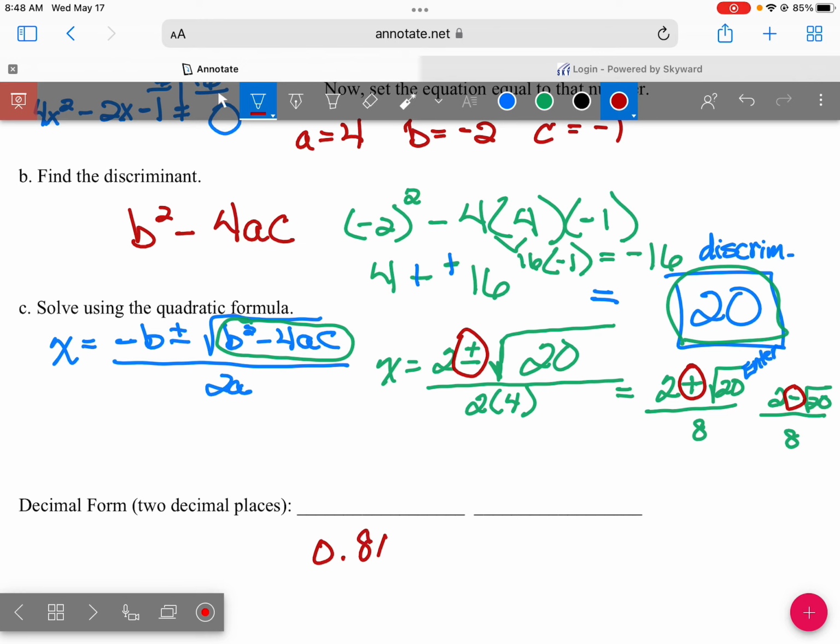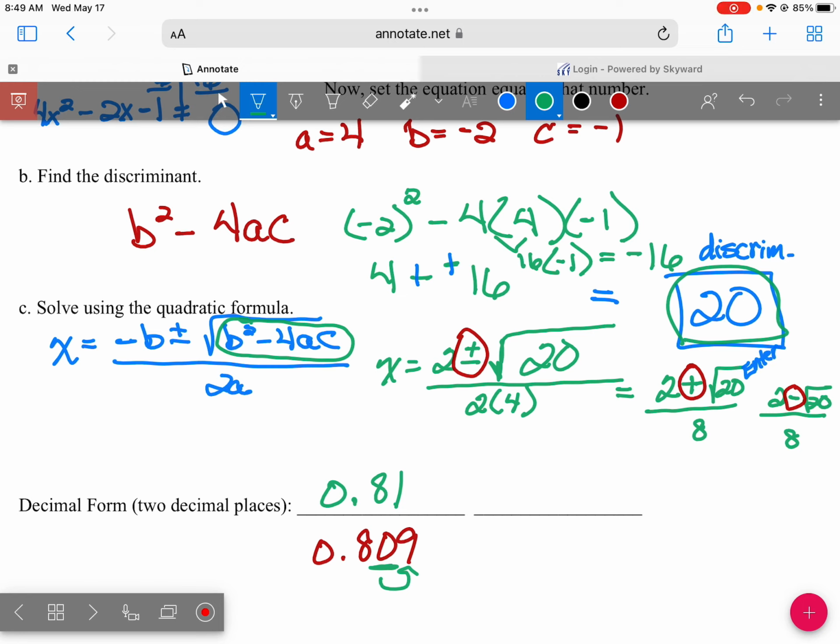Very good, 0.809. They asked us to round to the hundredths place. So which digit is in the hundredths? It would be the 0. Look next door. If it's 5 or more, it's going to go up. So this is 0.81.